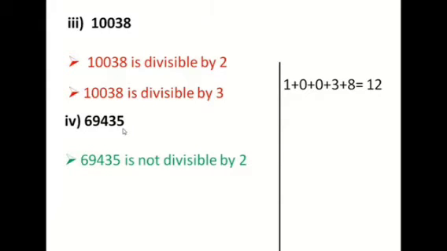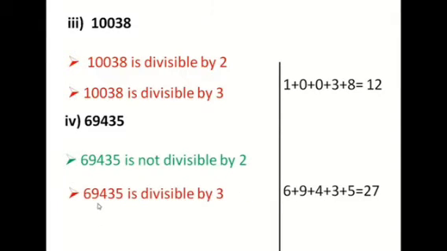Now we have to add all the digits and find out whether it is divisible by 3 or not. So please do it. Write in the working column, add all the digits, find out the sum. Have you done? If you have done, please check it. 6 plus 9 plus 4 plus 3 plus 5 gives you the sum as 27. And 27 is divisible by 3. So the number is divisible by 3. Okay, so please write it. 69,435 is divisible by 3.